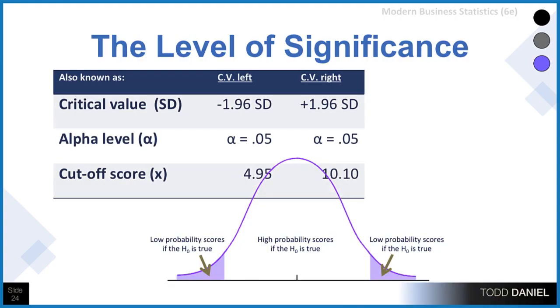So how do we describe this critical value? We can describe it in terms of standard deviations, which is what the critical value truly is. We could describe it in terms of an alpha level or in terms of a cutoff score. And here's how we could do that. With a standard deviation, we might say that our critical value is 1.96 standard deviations.